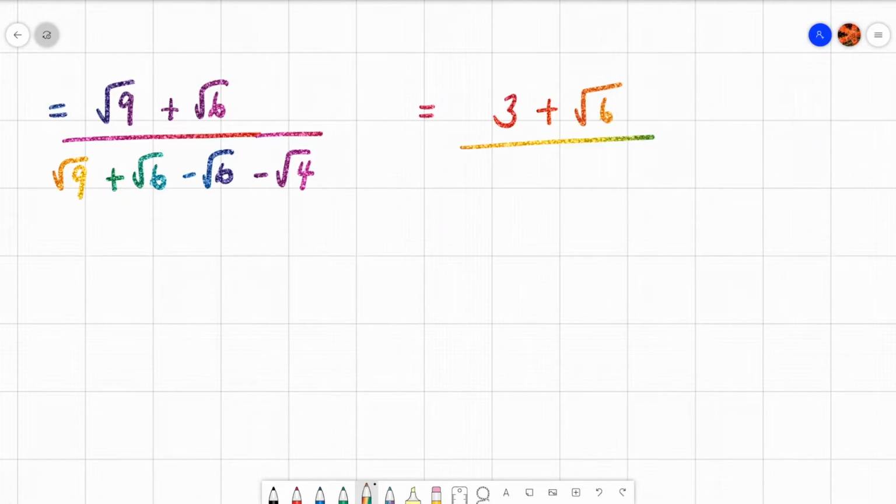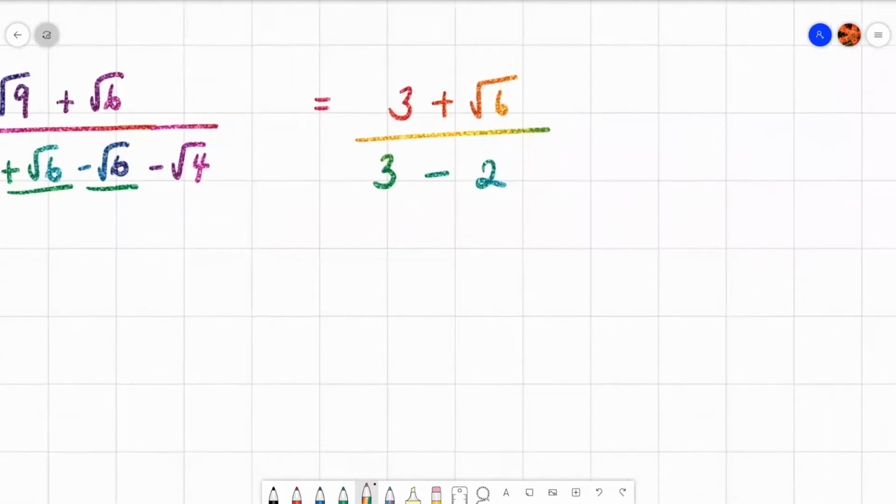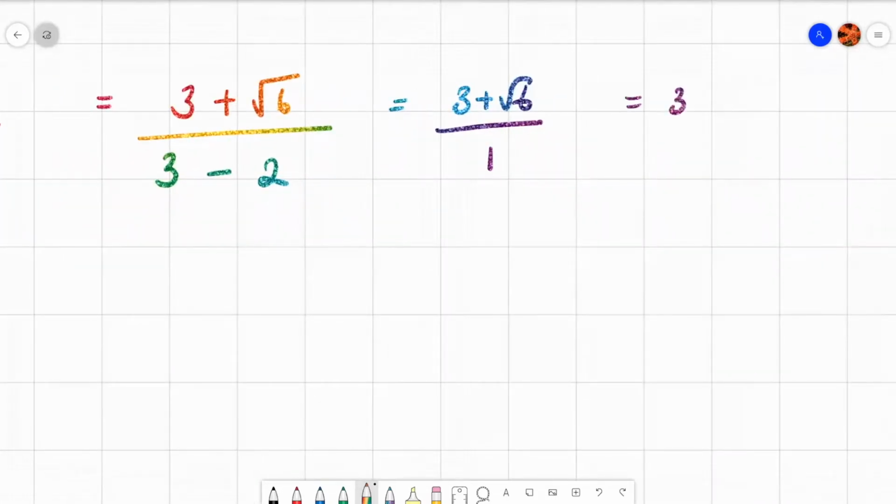The bottom, well, square root of 9 is 3, but root 6 minus root 6 cancel. So I'm left with minus root 4, but root 4 is 2. So again, the top stays the same. And 3 take away 2 is 1. Well, do I need to write a divide by 1? I don't, do I? So my answer is just going to be 3 plus root 6. Okay, I hope that was useful.